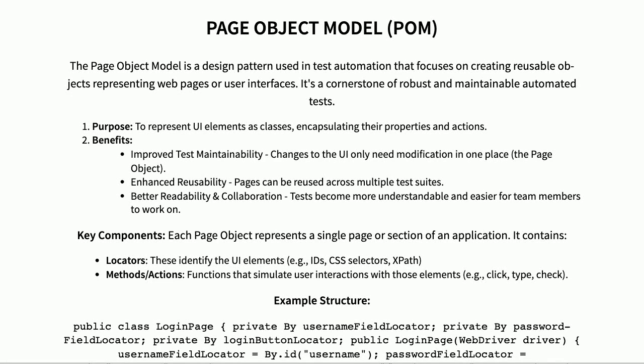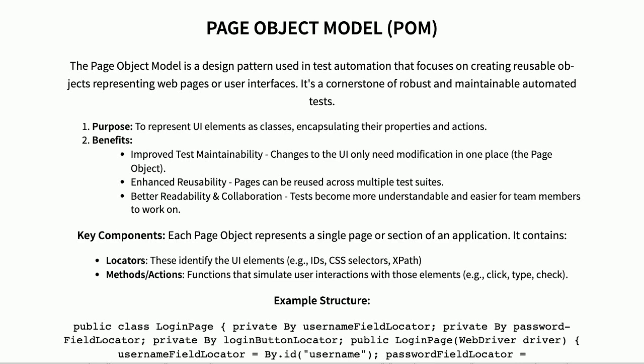Let's talk about the page object model, or POM. It's a really important pattern for test automation. Think of it as creating reusable blueprints for each page in your application. The goal is to make our tests easier to maintain and more reliable. Basically, we create classes that represent a specific web page, and within those classes, we store information about the elements on that page, like buttons, text fields, or anything else users interact with. When something changes on the website, we only need to update the page object instead of hunting down all the tests that use it. It makes our lives so much easier.